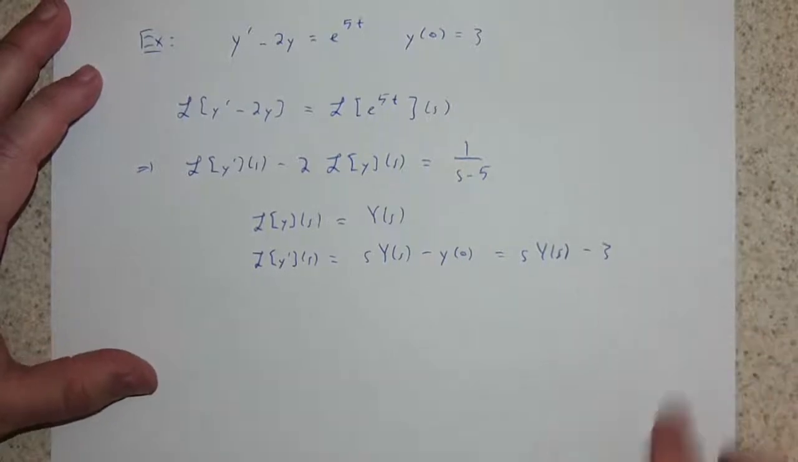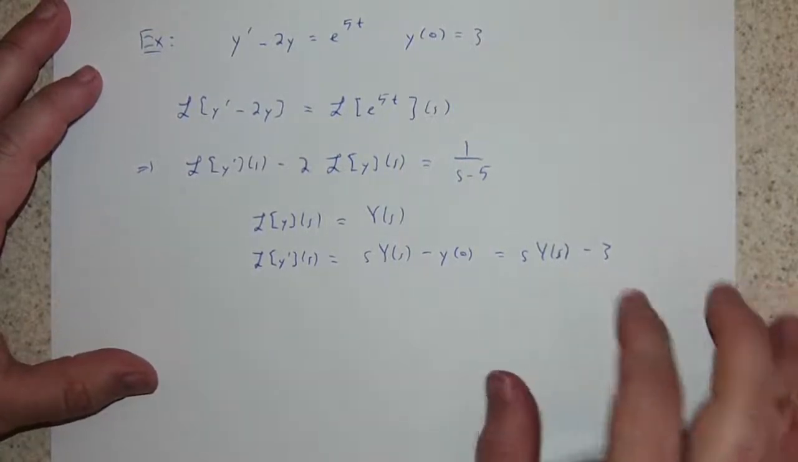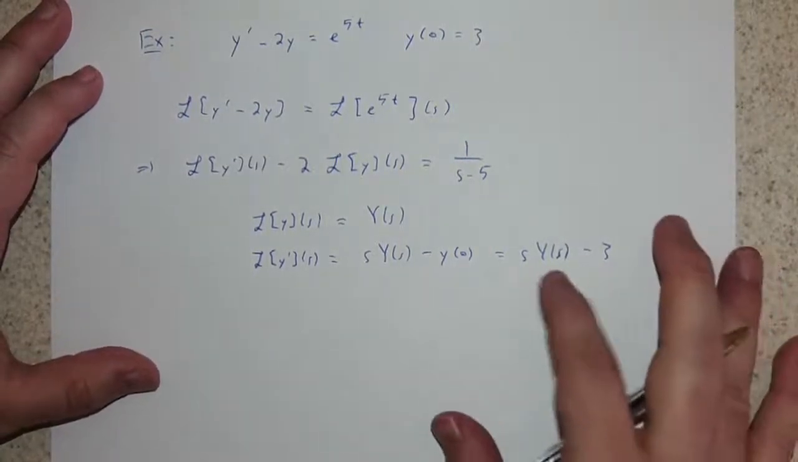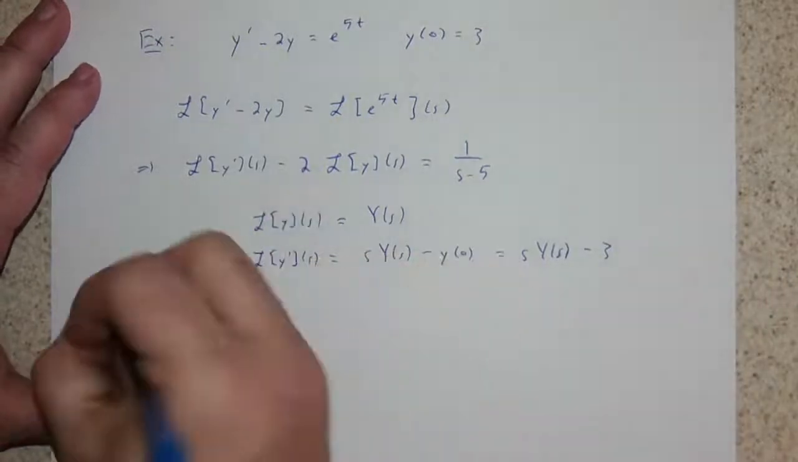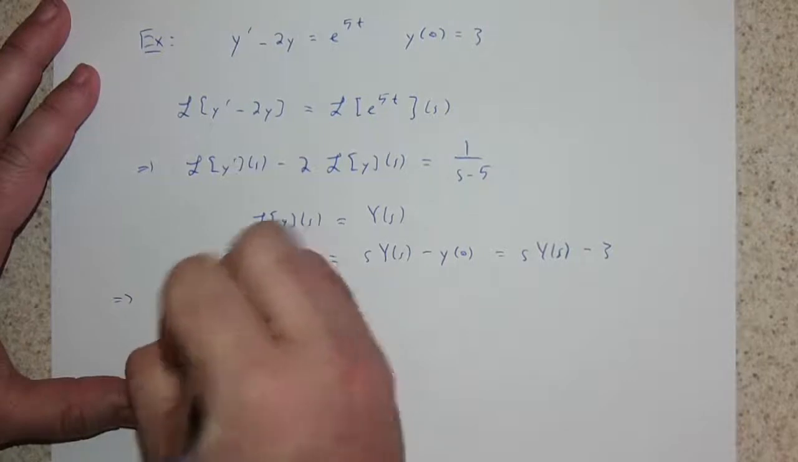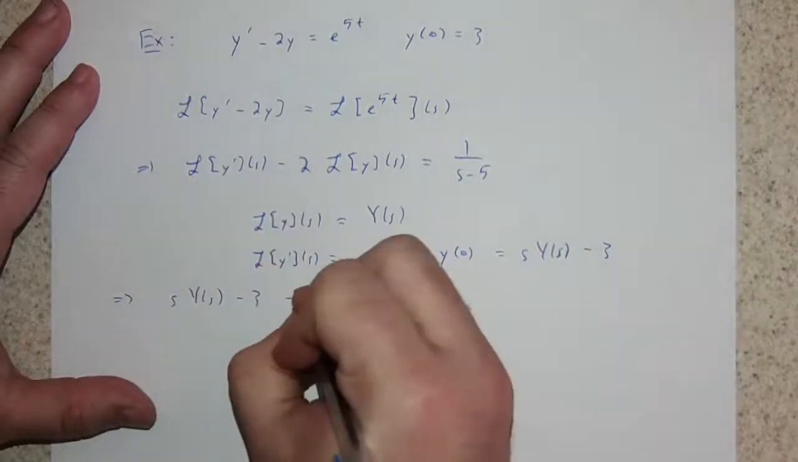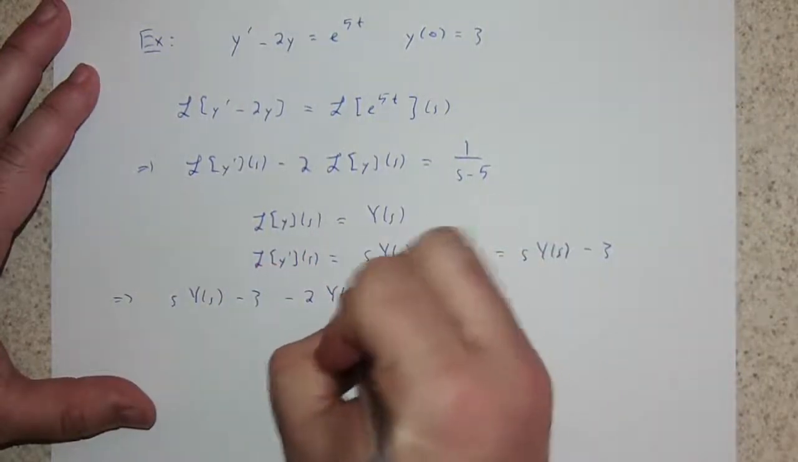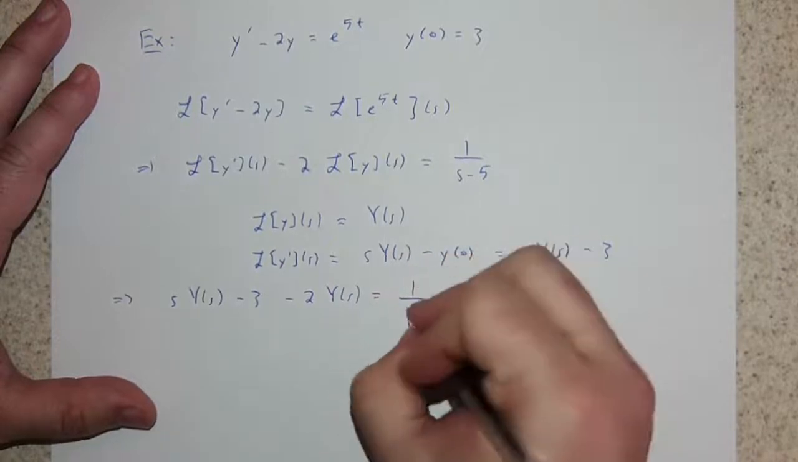So then what do I get here? So sY(s) minus 3. I plug that back into this relationship up here. So this is s times big Y of s minus 3, minus 2 times big Y of s, and that's equal to 1 over s minus 5.